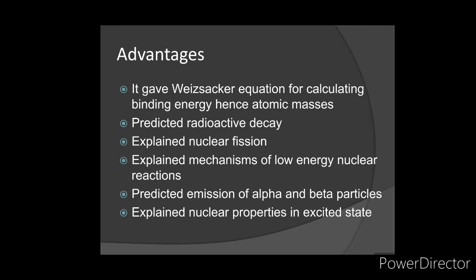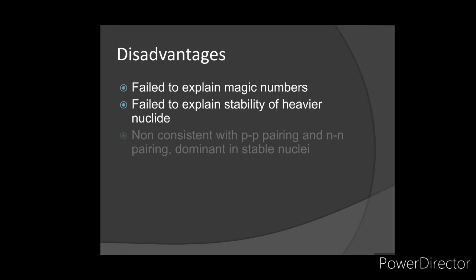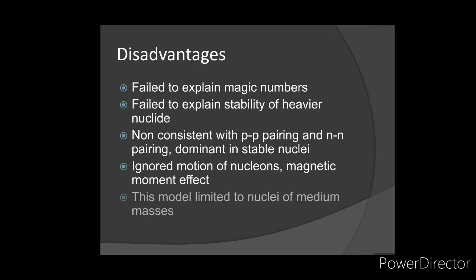The liquid drop model explains the emission of alpha and beta particles during the nuclear reaction. This model also explains the nuclear properties in the excited state. Along with these advantages, the liquid drop model has some disadvantages also.